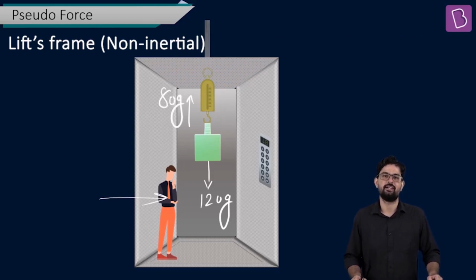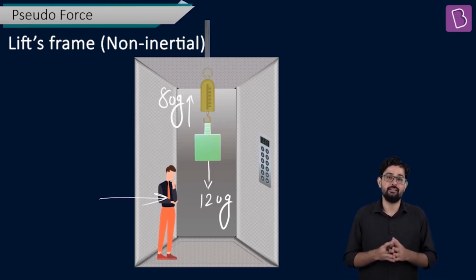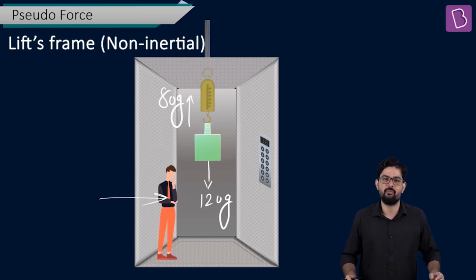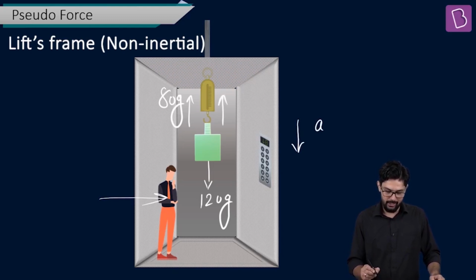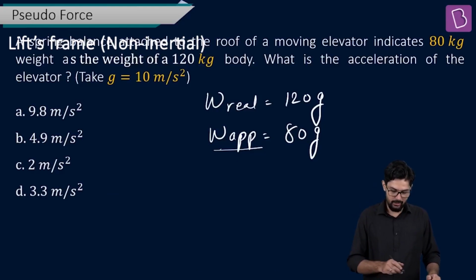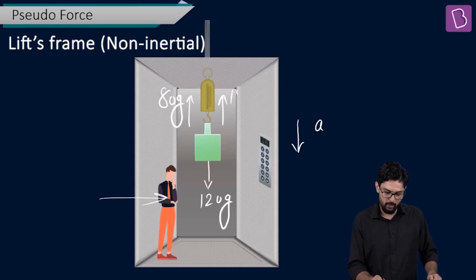And what else? Well, this person knows that the frame that I am inside in is a non-inertial frame of reference. So he has to apply the pseudo force. And the pseudo force is going to be equal to, so if the acceleration of the lift is down, the pseudo force will be in the upward direction, and this will be m into a. And what is m? The real mass is 120. So this will be 120 into a.